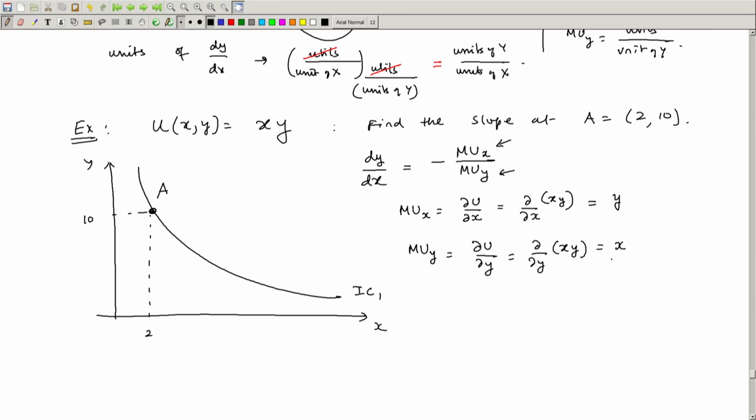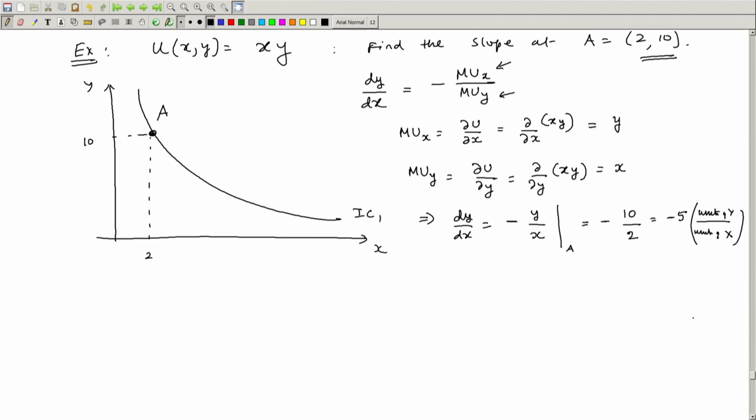So, as I said, MUx and MUy for this particular functional form x times y is going to give you dy/dx equals minus MUx by MUy, which is minus y upon x. At the point A, this is essentially minus 10 by 2, because that is my coordinate. The y coordinate is 10, the x coordinate is 2. So, I am going to get minus 5 units of y upon units of x. So, the slope of the indifference curve at the point A is minus 5 units of y upon units of x.